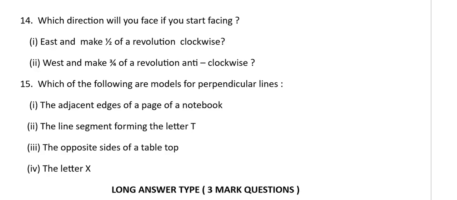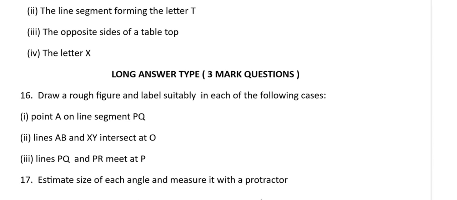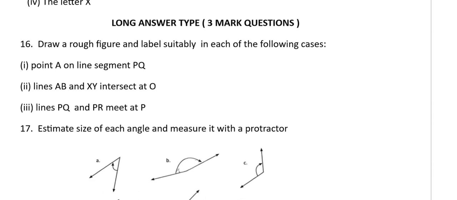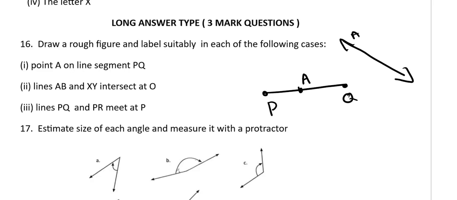Next question is a long answer type, 3-mark question. Draw a rough figure and label suitably in each of the following cases. Point A on the line segment PQ. This is a line segment PQ. A point A. Line AB and XY intersect at O. This is a line AB and this is a line XY. These two intersect at the point O.